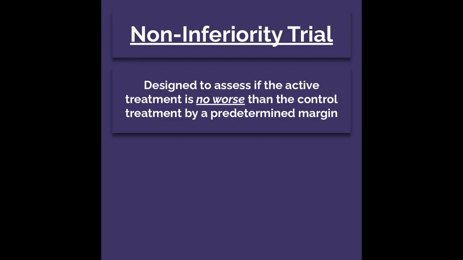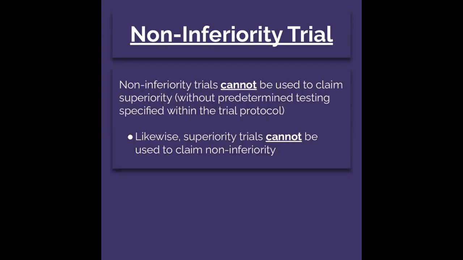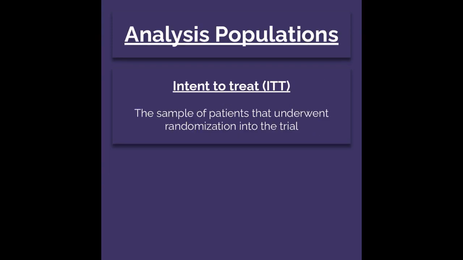For example, an NI margin of 1.30 means that in order to claim non-inferiority, the upper limit of the hazard ratio confidence interval must not include the value of 1.30. If the confidence interval crosses or touches the NI margin, then non-inferiority cannot be claimed. Non-inferiority trials cannot be used to claim superiority without predetermined testing, and likewise, superiority trials cannot be used to claim non-inferiority.